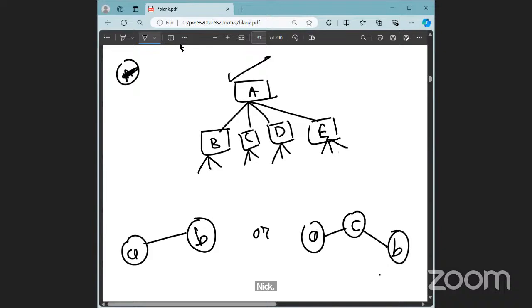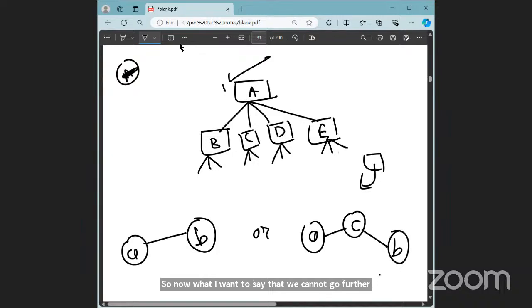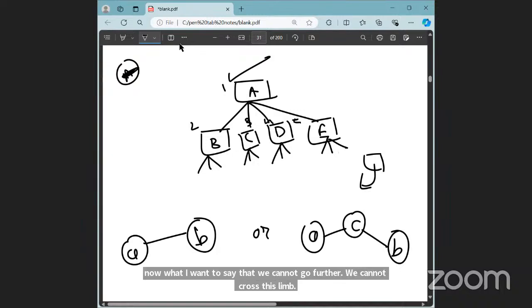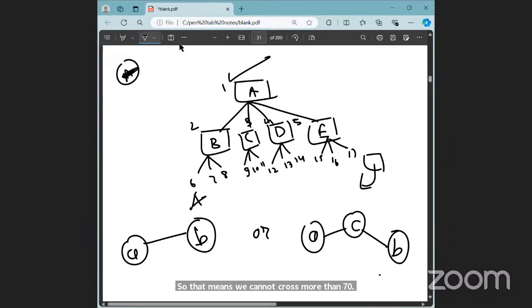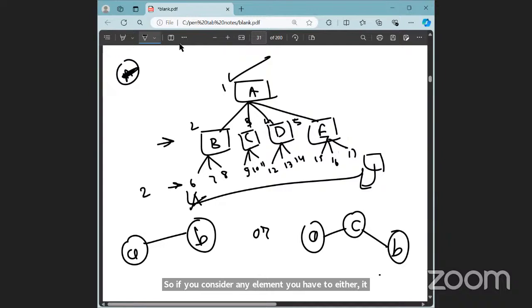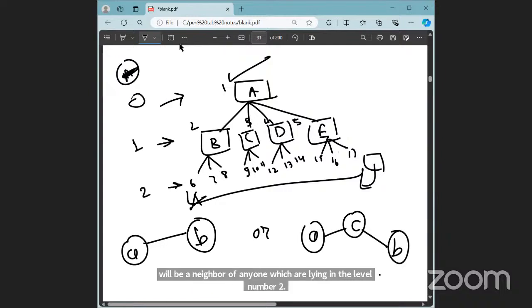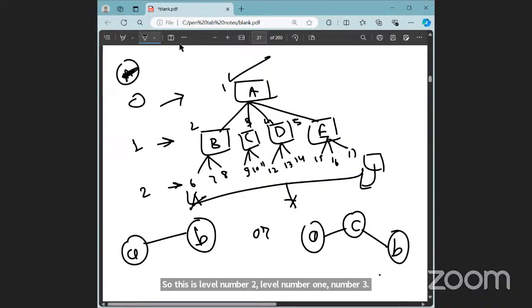Now what I want to say is that we cannot go further. We cannot cross this level. Suppose this is 1, 2, 3, 4, 5, 6, 7, 8, 9. That means we cannot cross more than 17 elements. If you consider any element, it will be a neighbor of one of those lying in level number 2. So this is level number 2, level number 1, level number 0. If you want to go further, you have to go to level number 3.